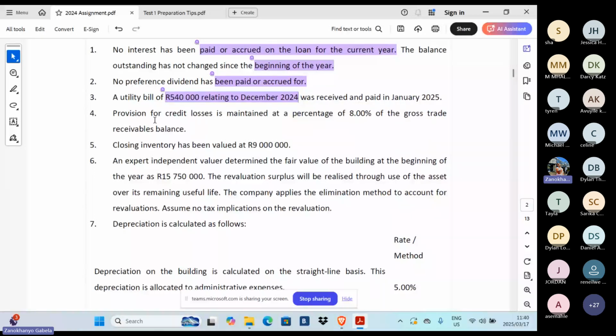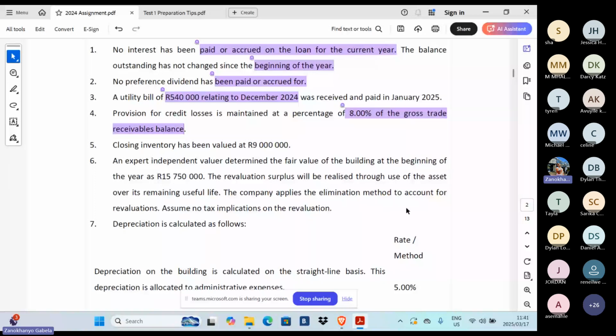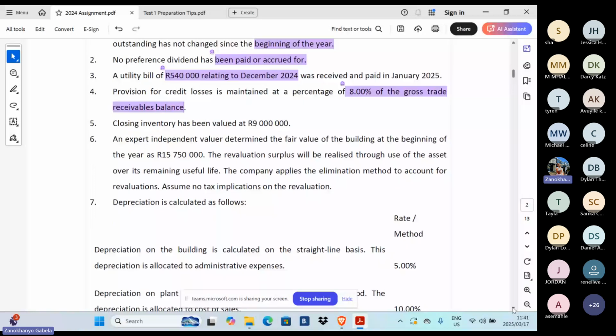Provision for credit losses is maintained at a percentage of, okay, very nice and simple. So that means we are going to take trade receivables times 8%, which will be the balance for credit allowances at year end. They gave us a beginning balance. Obviously, I'm assuming your 10 minutes is over during the reading time, but we're still continuing.